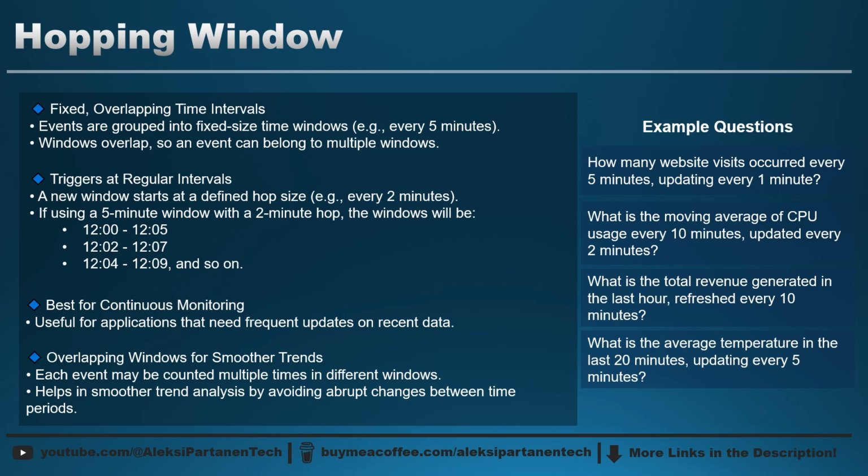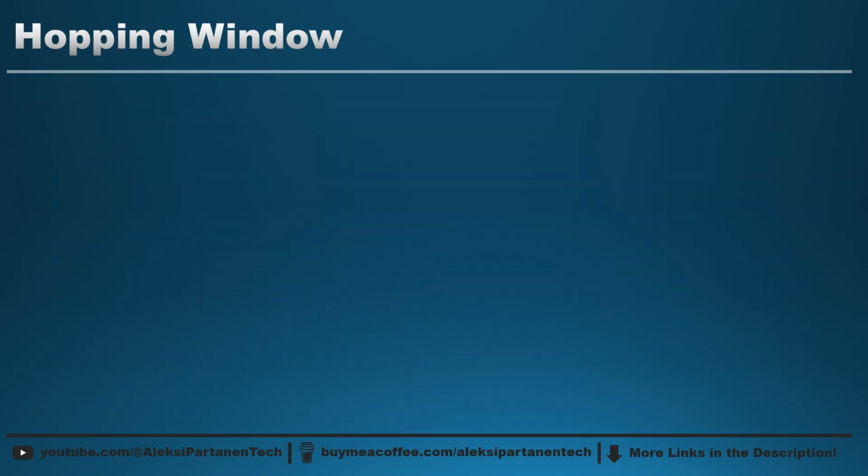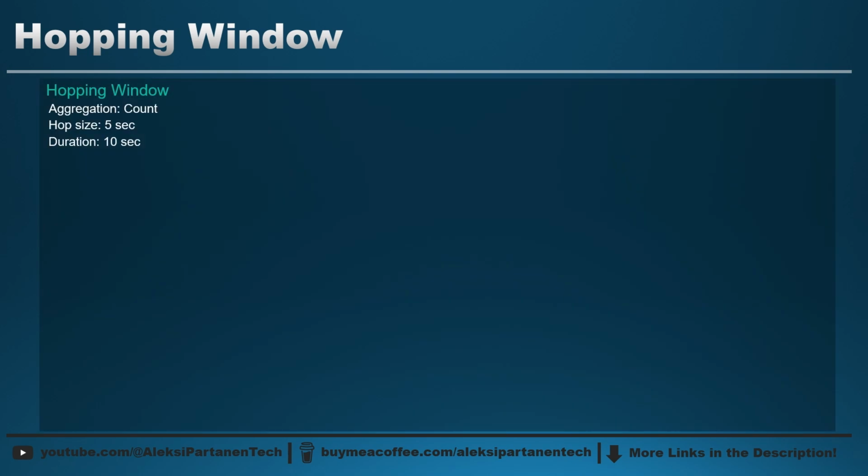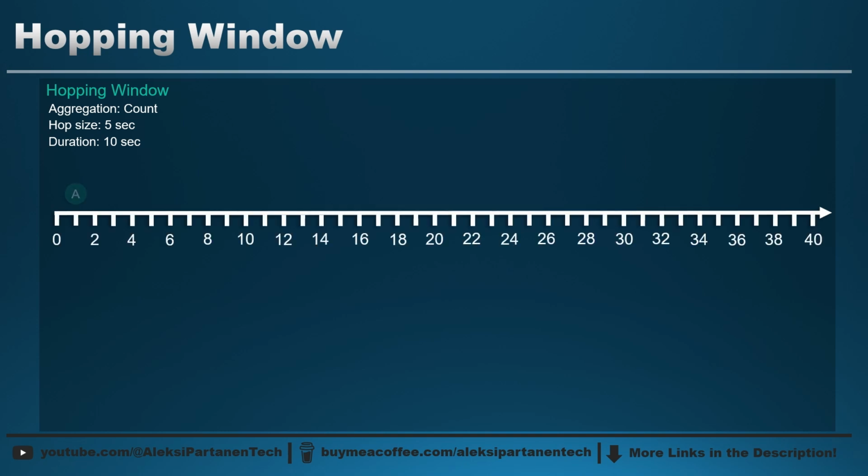Again, let's do a visual representation of hopping window. Let's have a hopping window with count aggregation, hop size of 5 and duration of 10. And then let's have our timeline and then our events on that timeline. And by the way, these events are exactly the same we had in the previous tumbling window example. Now let's see how these events would go into our hopping windows.